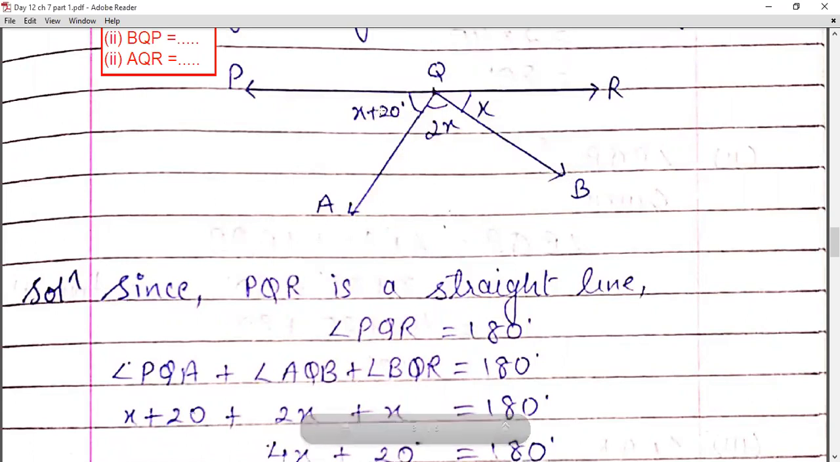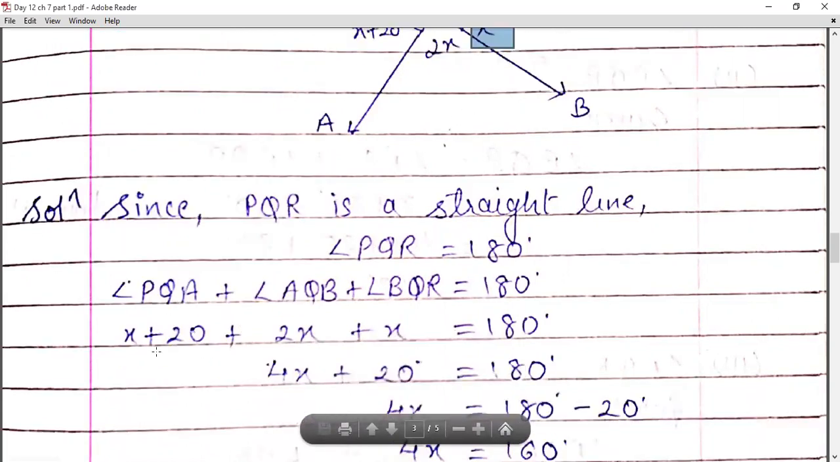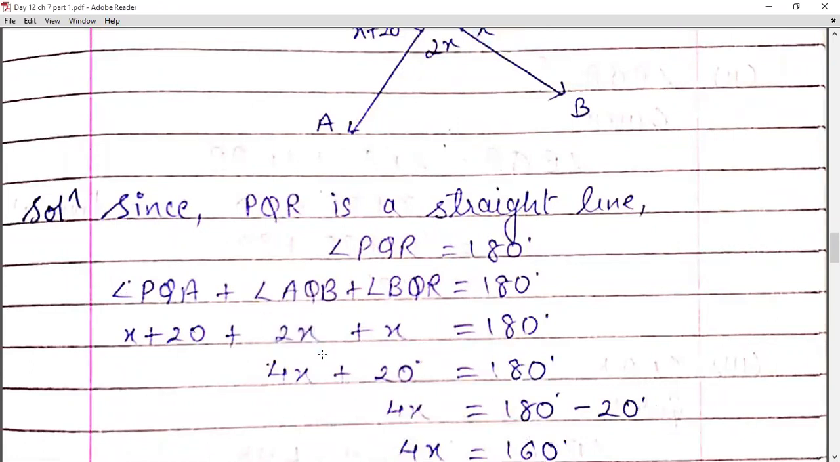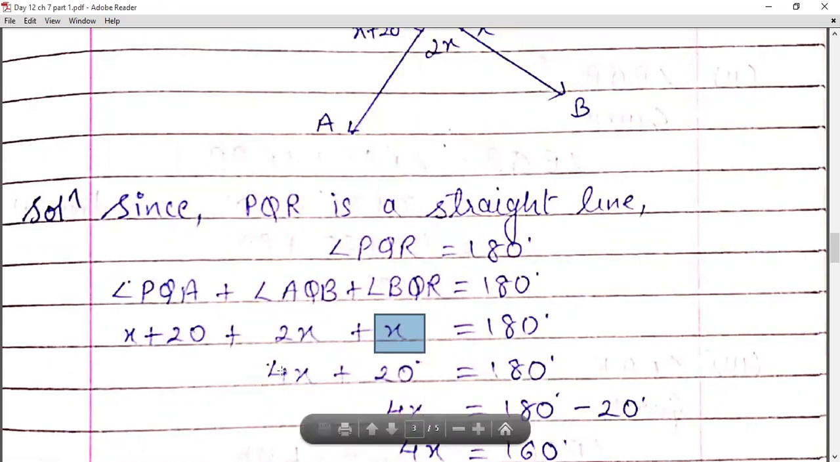You can see there are 3 angles: x plus 20, 2x and x. So, substituting the values of angle PQA, AQB and BQR as x plus 20, 2x and x, the sum will be equal to 180. You can see 1x, 2x and again 1x. x plus 2x will give you 3x. 3x plus again 1x will give you 4x. So you got 4x plus 20 is equal to 180 degrees.